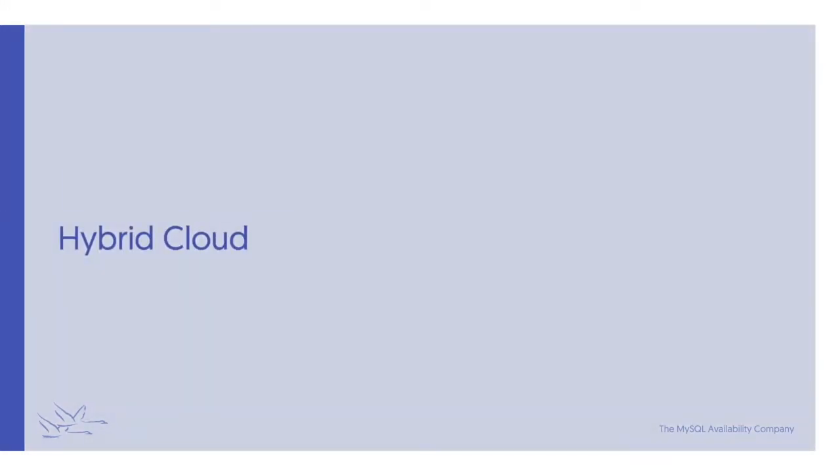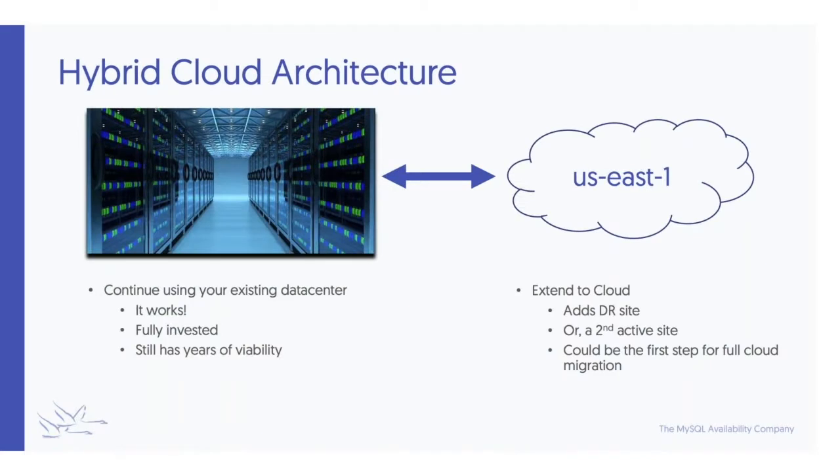for availability? Well, we can do hybrid cloud, right? So what is hybrid cloud? Well, that's where we are going to take our physical data center, our physical servers, and continue to use them, but also deploy in the cloud.